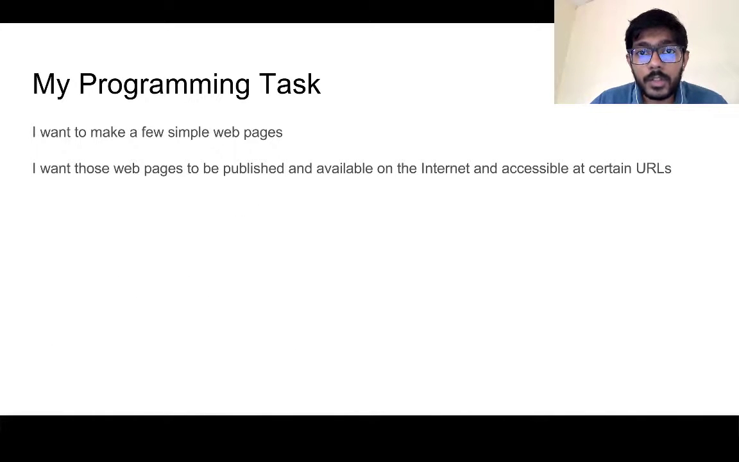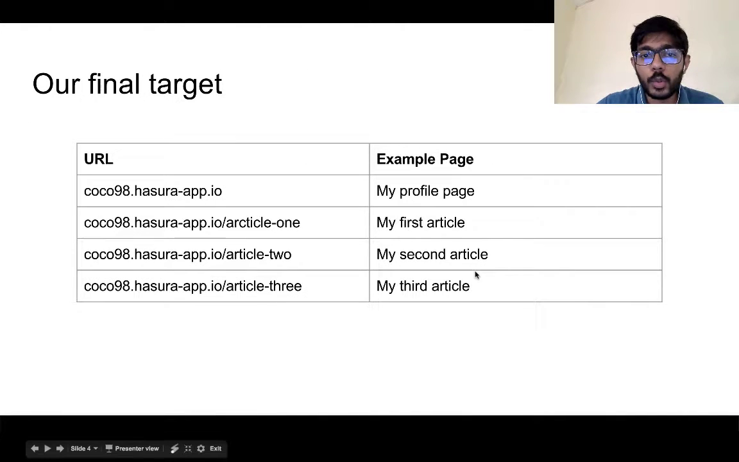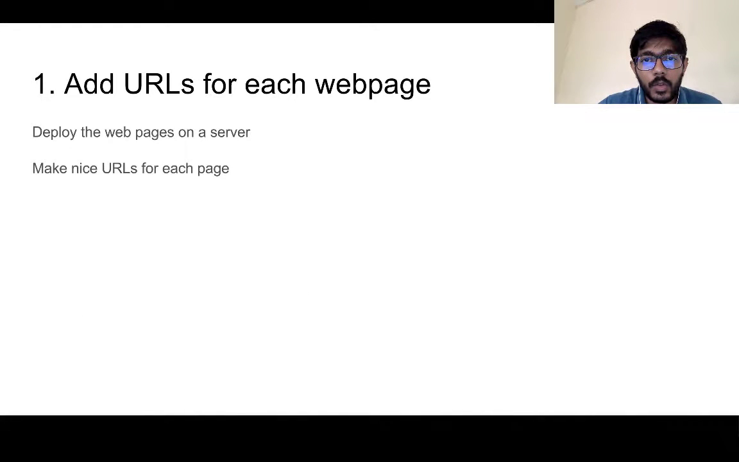This entire module is structured around a very simple task. The task is that we want to make a few simple web pages, and we want to publish those pages on our web app by making them accessible on certain URLs. So if we look at my web app, which is coco98.hasura-app.io, the final target is to have 3 more URLs available, /article1, /article2, and /article3. This is how we will proceed. We will add URLs for each web page, and we'll first test if our URLs are working and we're able to serve some responses on them.